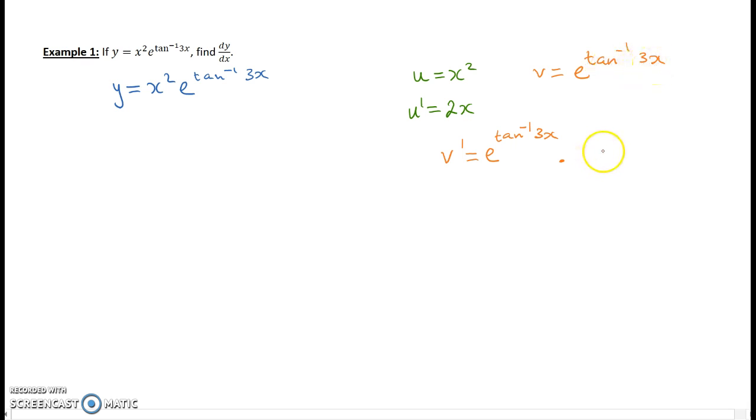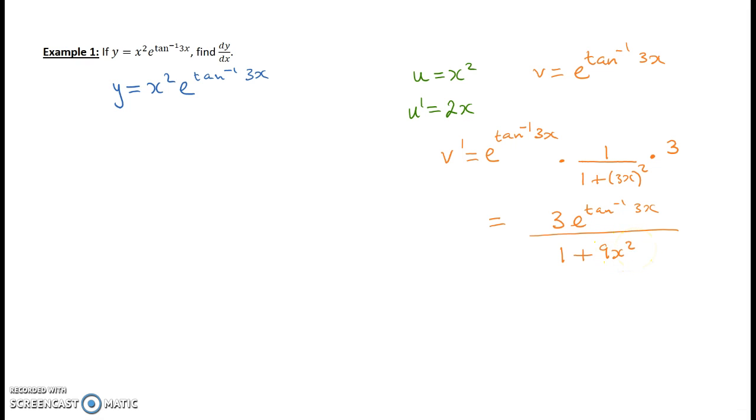So the derivative of that is going to be 1 over 1 plus 3x squared. So that's what you get when you differentiate the inverse tan, and then you have to differentiate the 3x. So differentiate the 3x, you're just going to get 3. Okay, so it's a little bit messy. That's 3e to the inverse tan of 3x over 1 plus, and if we want to square it out, we can, 9x squared.